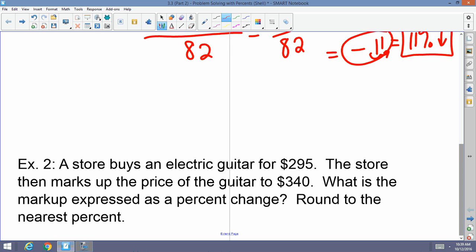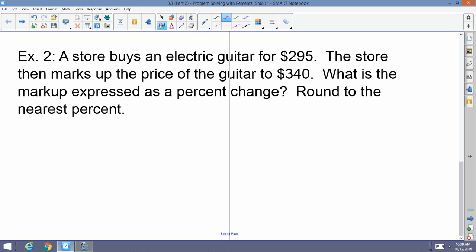All right. So now, a store buys an electric guitar for $295. The store then marks up the price of the guitar to $340. What is the markup expressed as a percent change? In this case, we're again going to use my formula. What is my new price here? $340. So in this case, the new price is larger. And what was my old price? $295. That's exactly correct. Excellent.